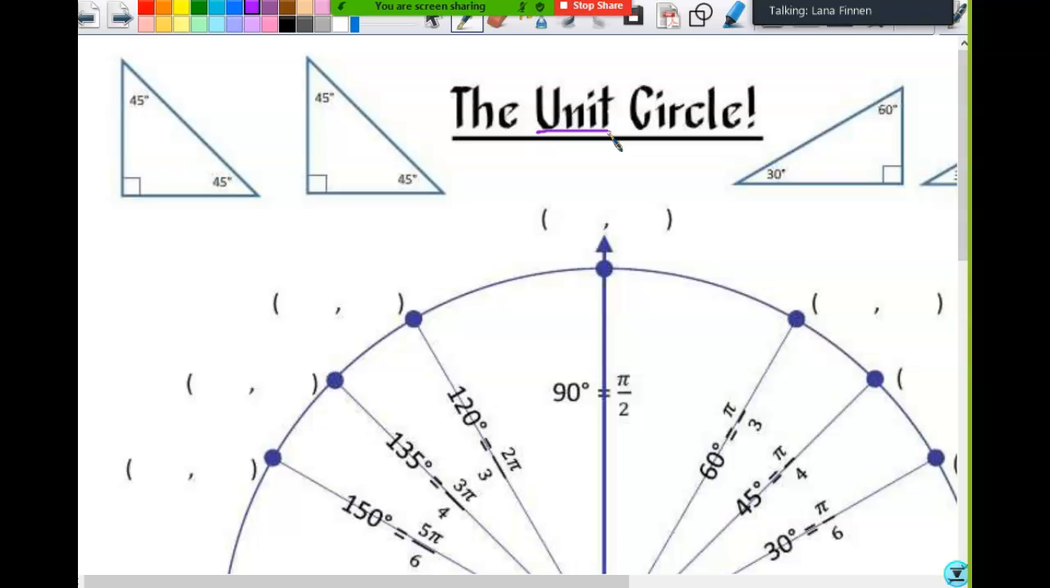But first, a unit circle means that the radius is 1. Okay, so your unit circle has a radius of 1. That's what makes it a unit circle. 1 unit of whatever unit it is. And on this unit circle, we are using our special right triangles, which we already know. That's totally old business.